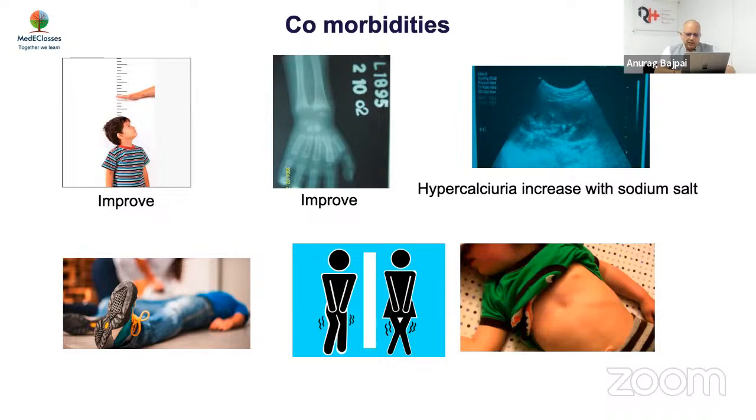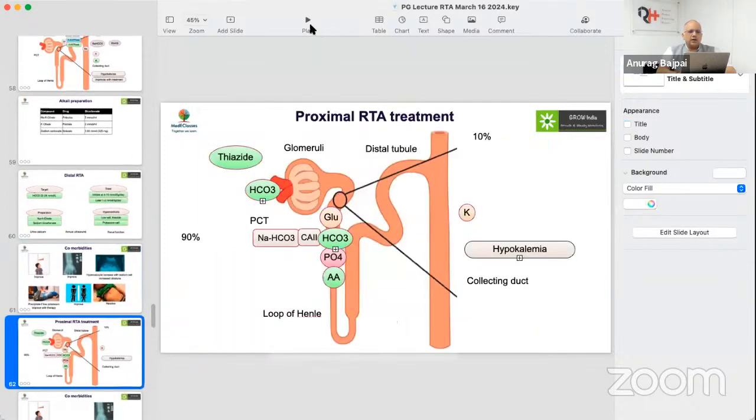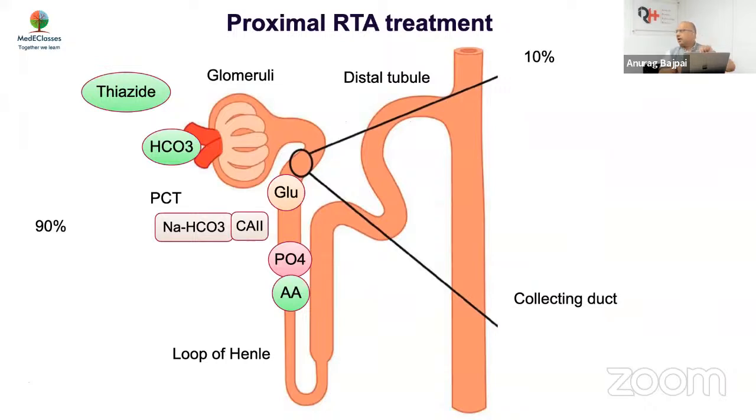So this becomes relevant in that regard. For treatment of proximal RTA, you have to give more bicarbonate, but the more bicarbonate you give, the more bicarbonate you will be losing. It is something like treating hypophosphatemic rickets. If you give more phosphorus, you will lose more phosphorus. So it's very difficult to maintain a good amount of bicarbonate.